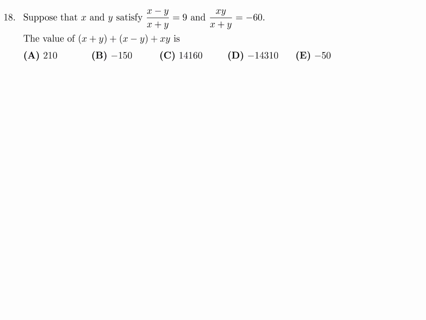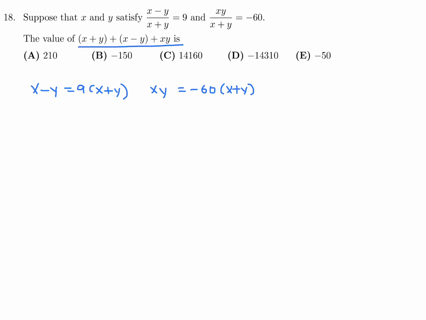Suppose that x and y satisfy x minus y over x plus y is 9 and xy over x plus y is negative 60. The value of x plus y plus x minus y plus xy is. All right, so this is a bunch of algebraic manipulation. From the first one, we get x minus y is equal to 9 times x plus y. From the second one, we get xy is equal to minus 60 times x plus y.